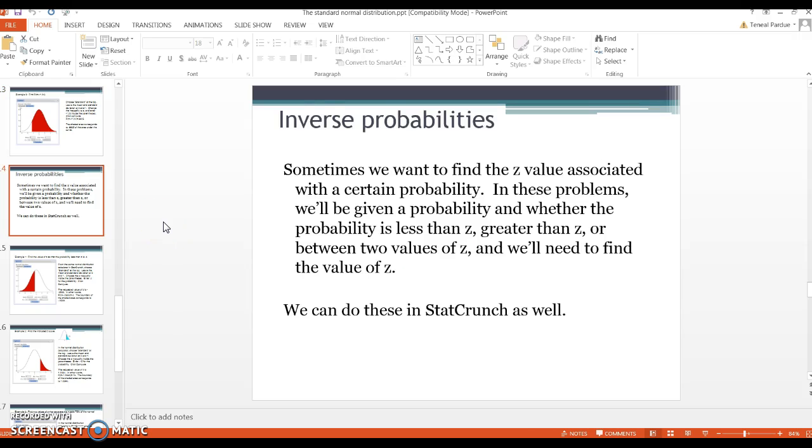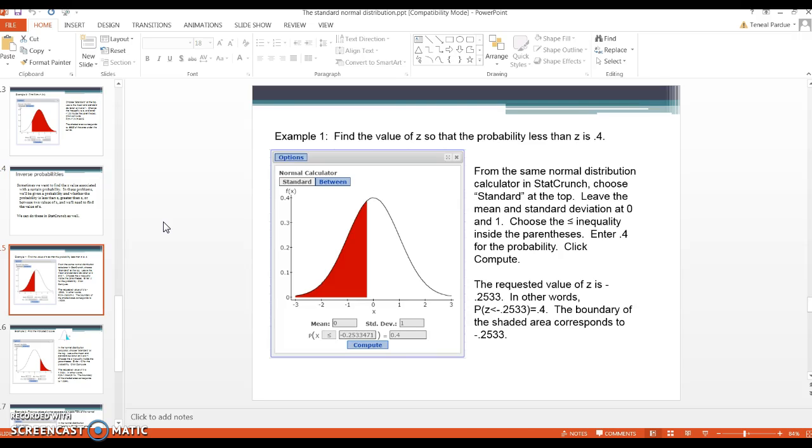So we can do this in StatCrunch as well. So let's look at an example. So first example, find the value of Z so that the probability less than Z is 0.4. So ignore all of this for now. Just look at the picture. We're looking for this value of Z where 40% of the area is to the left of it. Left because it says less than. Okay, so this red area here is 0.4, and we just want to know what's this value of Z down here on the axis.